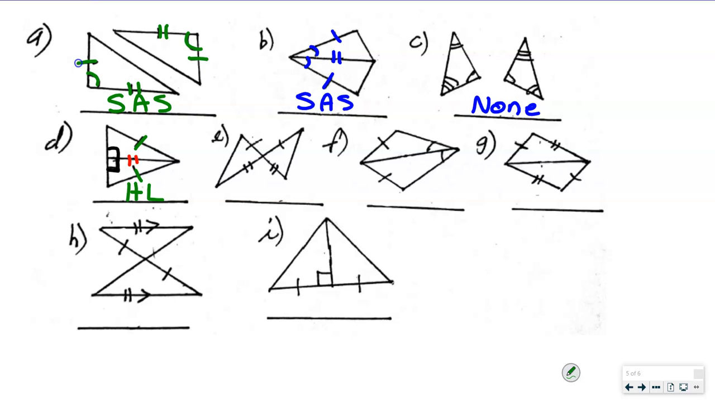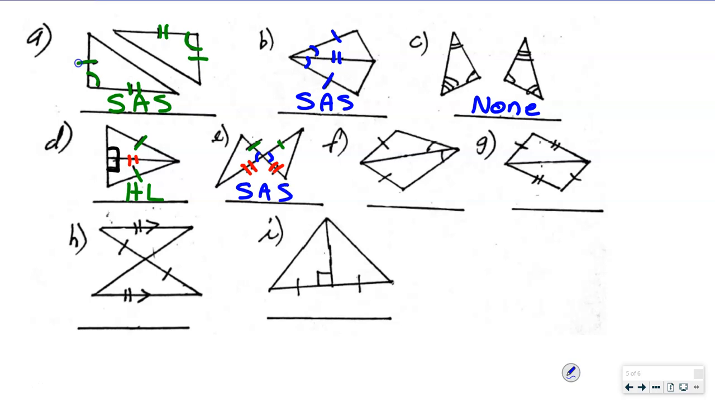Then letter E, we have these two sides are congruent. These two sides are congruent, and we have vertical angles in the middle. So going from green to the blue angle to the red side, on both sides, left and right, this is side angle side.